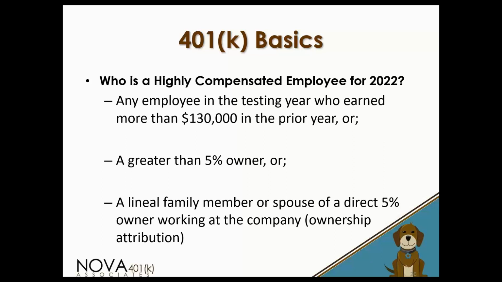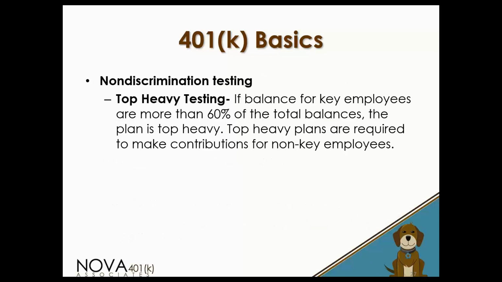Now, regardless of what the person's compensation is, anyone who is a greater than 5% owner is automatically considered a highly compensated employee, even if they make under that highly compensated compensation threshold. And anyone that is a lineal family member or spouse to a greater than 5% owner is also considered a highly compensated employee through ownership attribution.